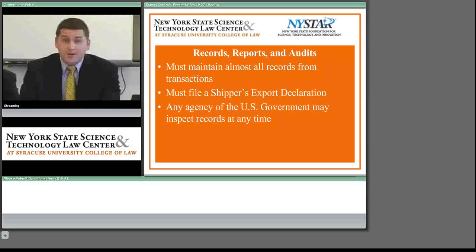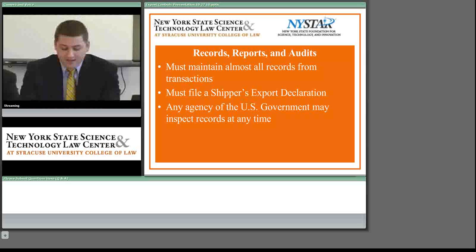The records must be maintained in their original form or in a photocopy system where they can be completely and accurately reproduced nearly instantaneously as a hard copy for inspection by the BIS. The shipper may be asked to produce the records required to be kept by the BIS at any time and by any government agency. There is no warrant required. They can come in and demand all records to be reproduced at their desire.